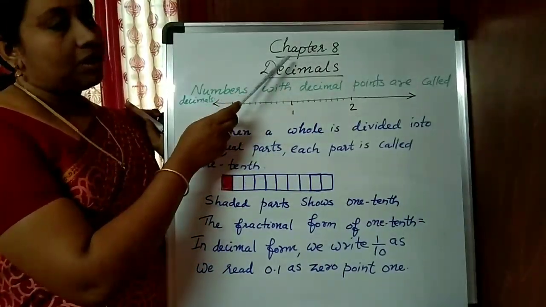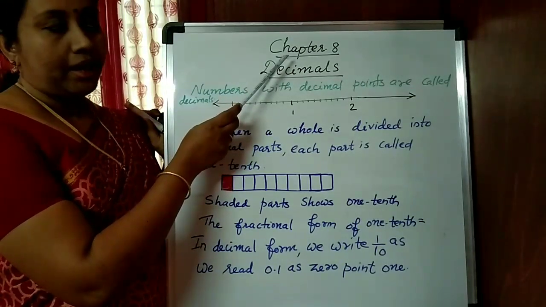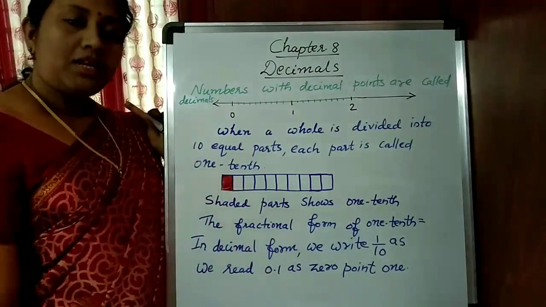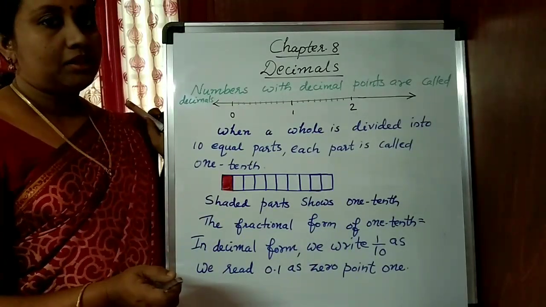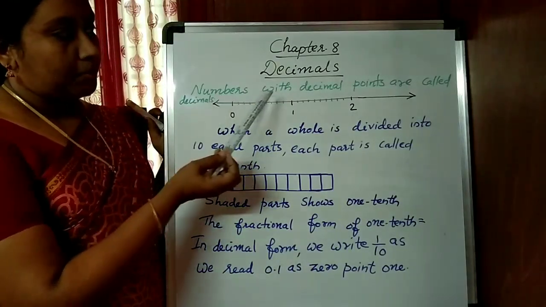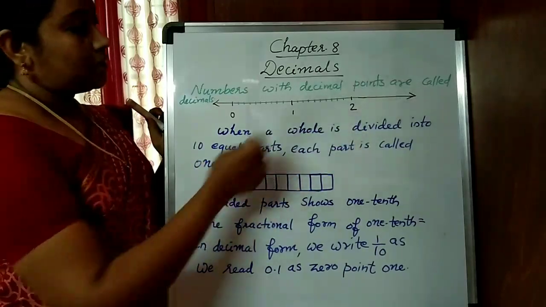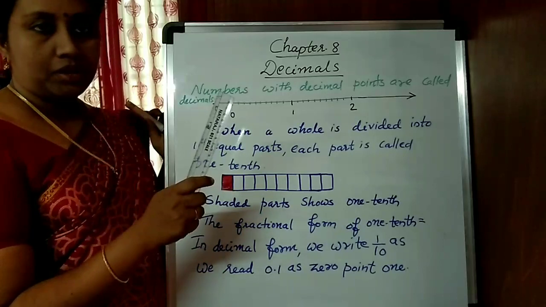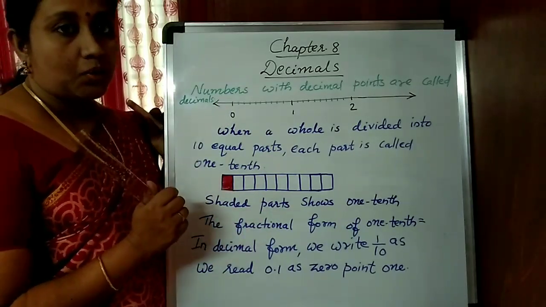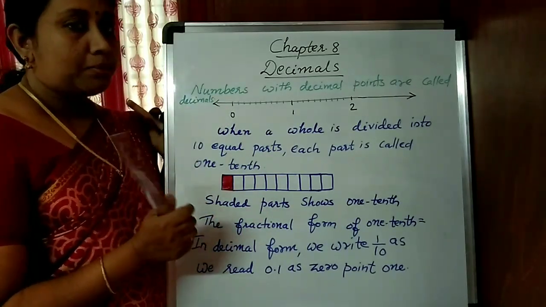In your textbook, that is chapter number 8. What is decimals? Have you heard about that word? Yes, numbers with decimal points are called decimals. In any number there is one dot. Such type of numbers are called decimal numbers.